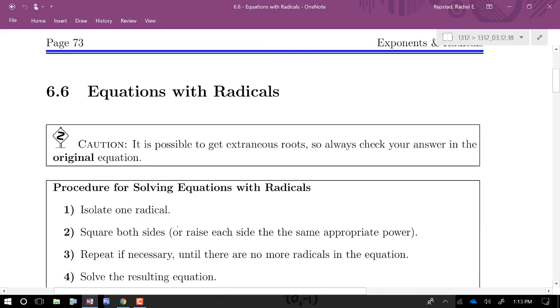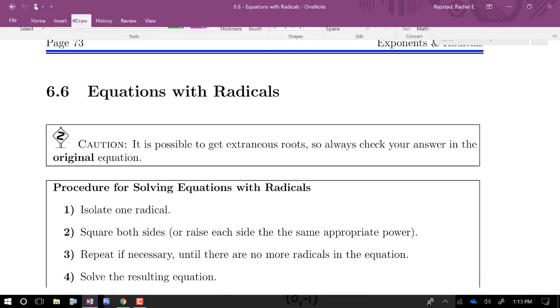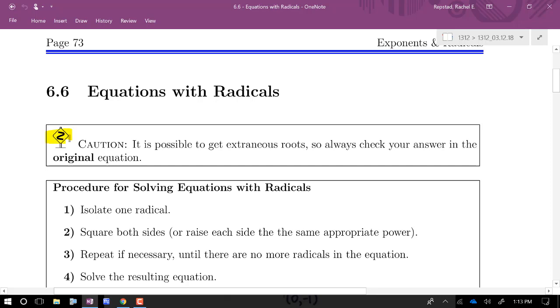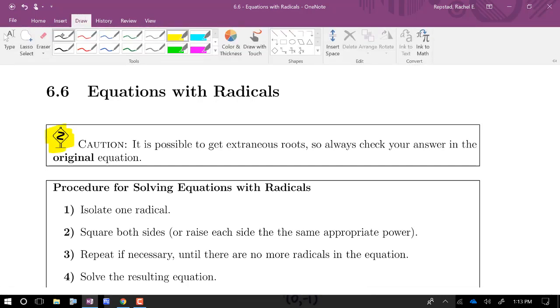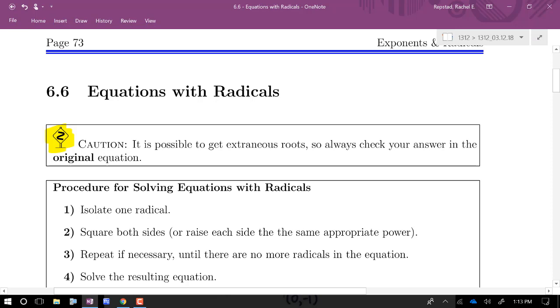All right, let's solve some equations. So we start with a little bit of a warning here, just a heads up, that when you solve equations that have radicals in them, it is not uncommon to get extraneous roots.